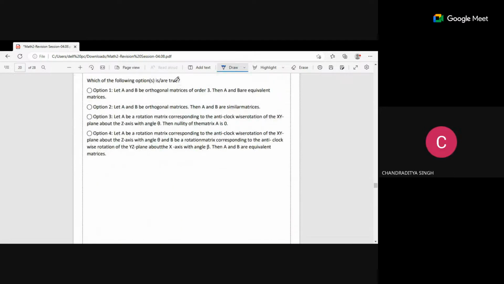Okay, which of the following options is true? Let A and B be orthogonal matrices of order 3. Then A and B are equivalent matrices. Actually, this question should be coming after orthogonal matrices.